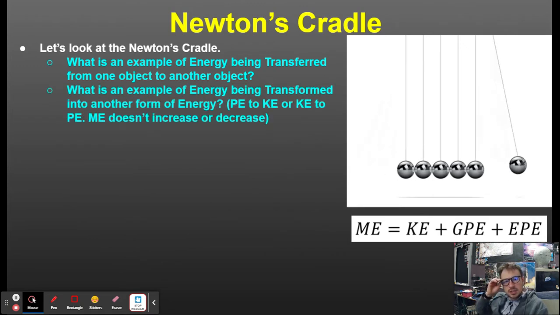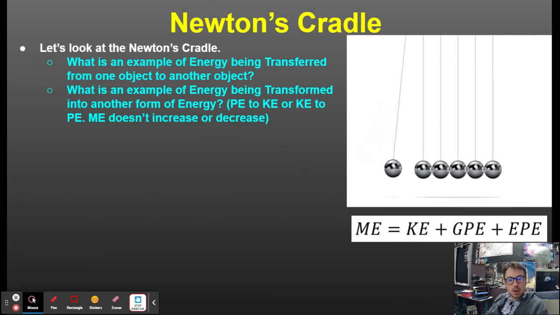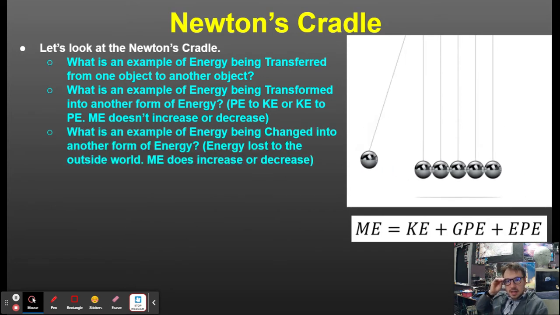Now, an example of energy being transformed. That means going from kinetic to potential or potential to kinetic. As it's falling down, that gravitational potential energy is being transformed into kinetic energy. As that ball bearing's moving up, the kinetic energy is being transformed into gravitational potential energy. But gravity is not causing the mechanical energy to increase or decrease. It's just transforming that energy. Now, energy being changed. Initially it starts at rest. Whoever lifts that up, that's an external force that's increasing that mechanical energy.